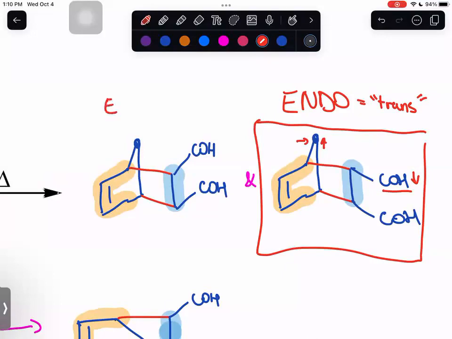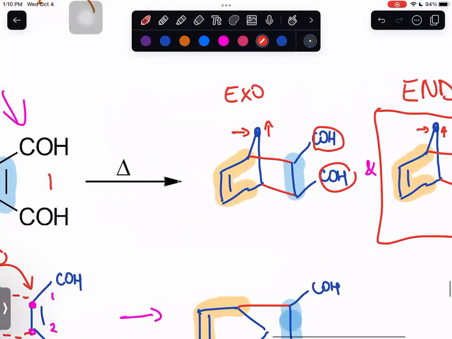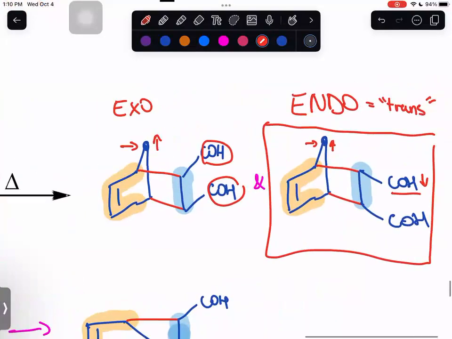So, okay, let's draw this one. To find whether you have endo or exo, you're gonna look at the bridgehead. The bridgehead is always gonna be pointing up. Next step is to look at the groups that you have. In this case, because our dienophile was cis, they are both gonna be pointing in the same direction. If they're trans, you can't tell what's endo and what's exo. But in this case, it's cis.